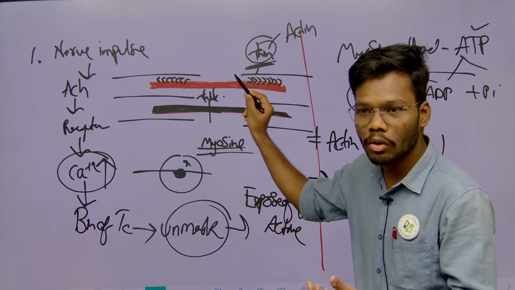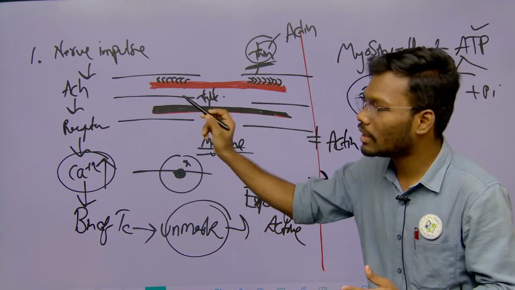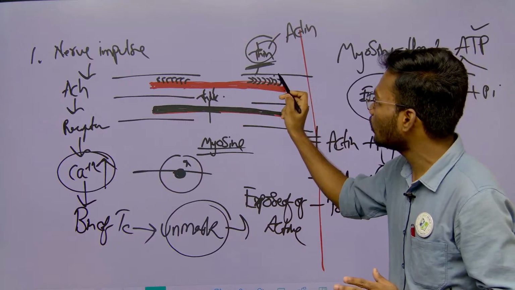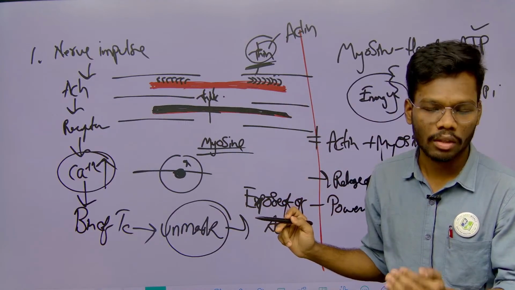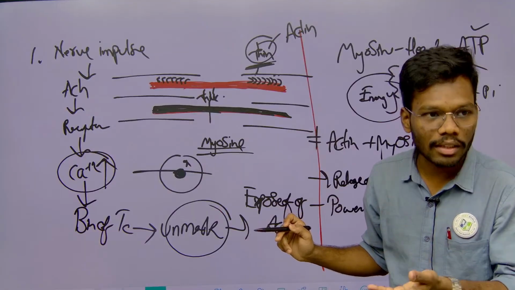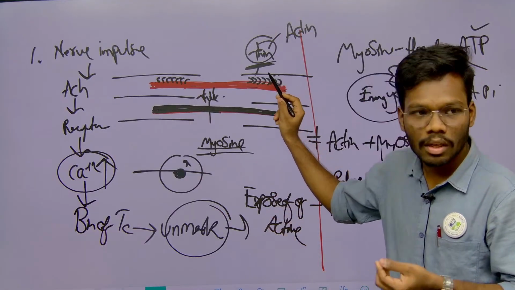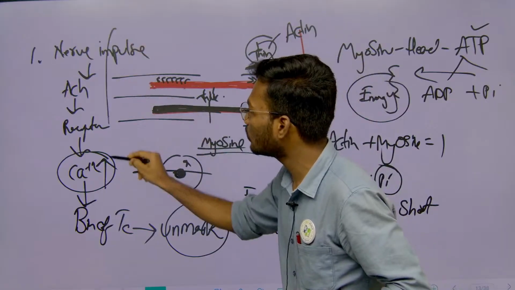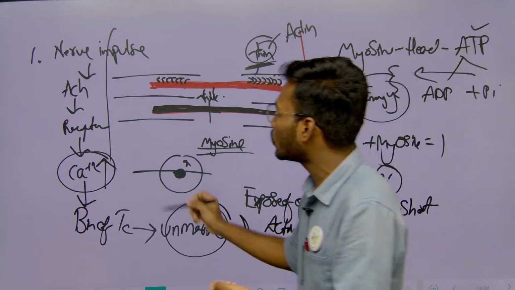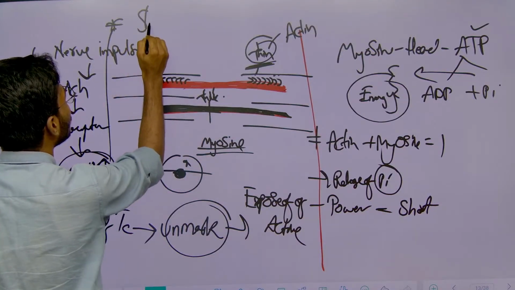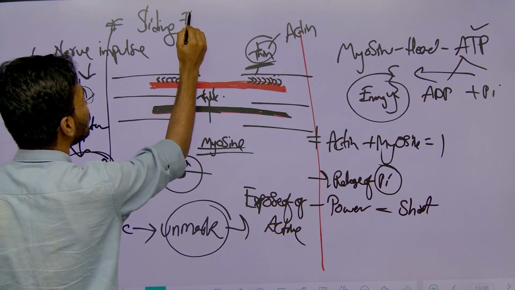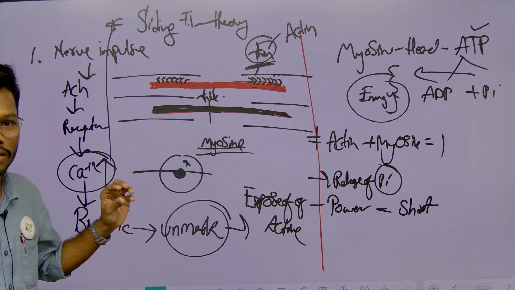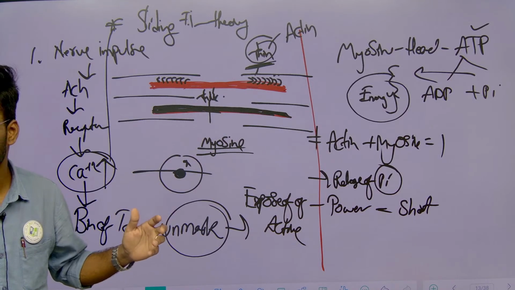We only know that in contraction two Z lines come close together. Two Z lines are nothing but actin molecules. Actin molecules are the only ones moving, sliding in contraction. That's why thin filaments always slide over thick filaments. This mechanism was explained in such a way that it was given the name sliding filament theory. Understand the mechanism of muscle contraction.